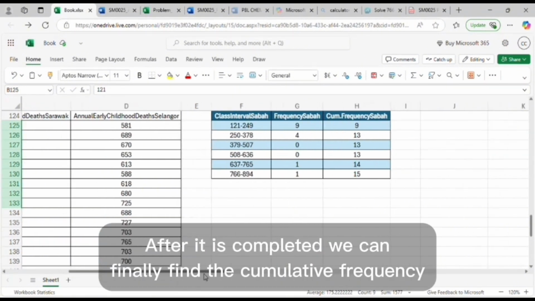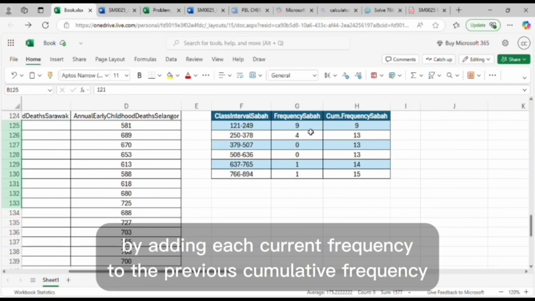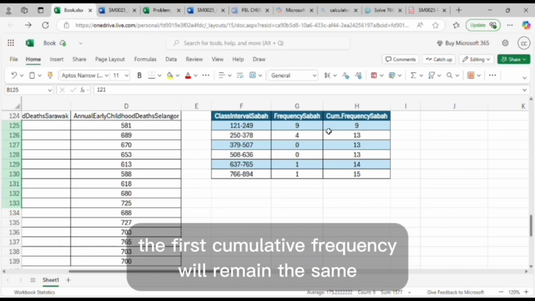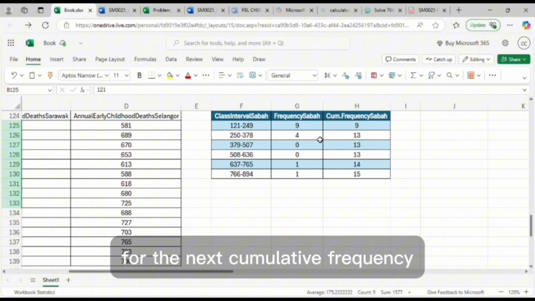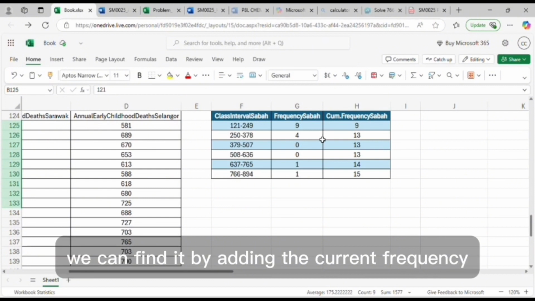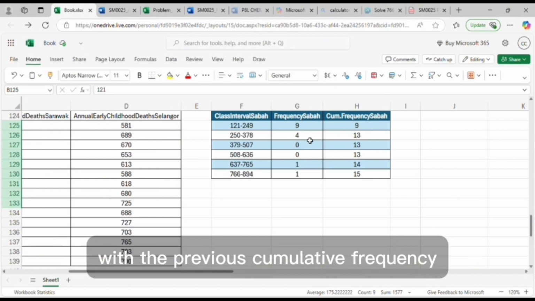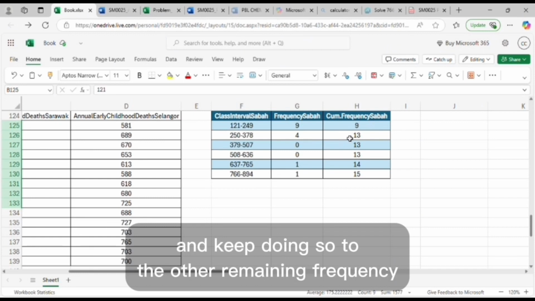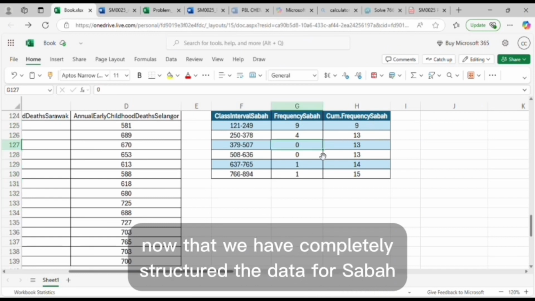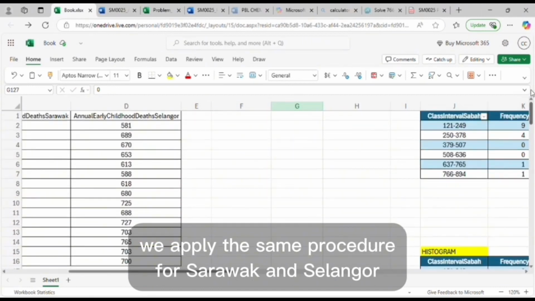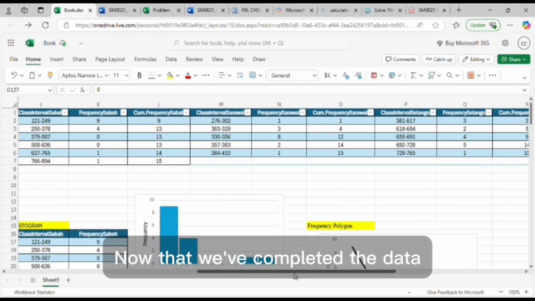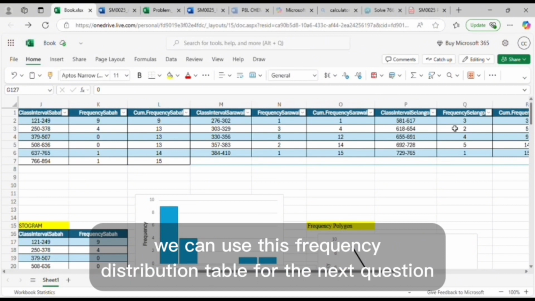After it is completed, we can finally find the cumulative frequency by adding each current frequency to the previous cumulative frequency. The first cumulative frequency will remain the same, since there is no frequency before it. For the next cumulative frequency, we add the current frequency to the previous cumulative frequency, and keep doing so for the remaining frequencies. Now that we have completely structured the data for Sabah, we apply the same procedure for Sarawak and Selangor to complete the full table. Now that we have completed the data, we can use this frequency distribution table for the next question.